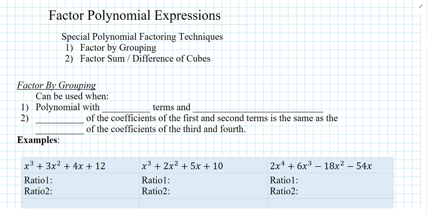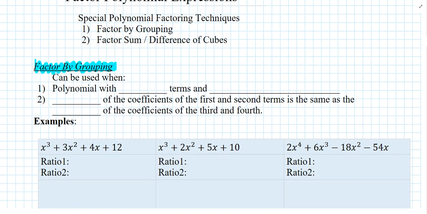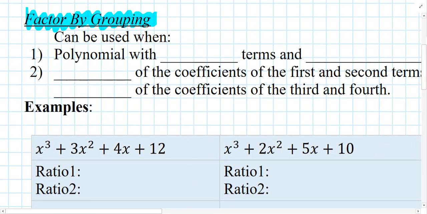two special factoring techniques. One special technique is called factor by grouping, and another is factoring the sum or difference of cubes. For the factor by grouping technique, two criteria must be met. First, you must have a polynomial with 4 terms and no common factor.